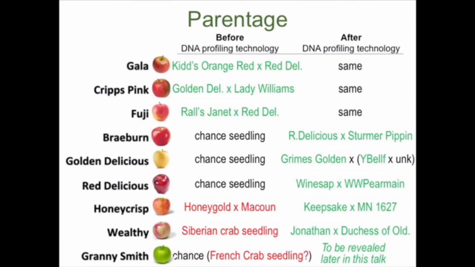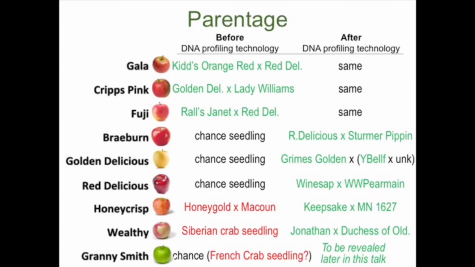We've figured out a whole lot of things about parentage. Since DNA profiling technology has come along, we've made lots of discoveries. So first of all, on the left-hand side of the column here, in green are the ones that have turned out to be correct. So Gala, for example, is Kid's Orange Red crossed with Red Delicious, etc. Some of these other ones, Honeycrisp and Wealthy, are incorrect. Granny Smith is also incorrect in what's been recorded.